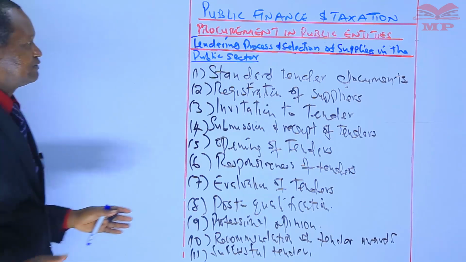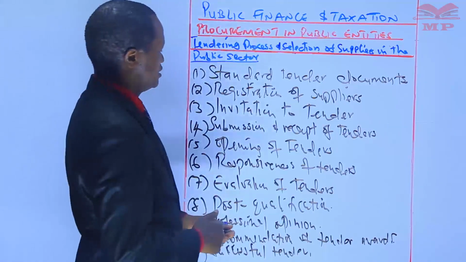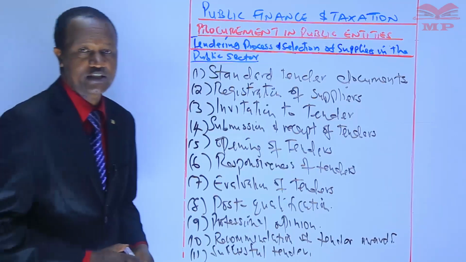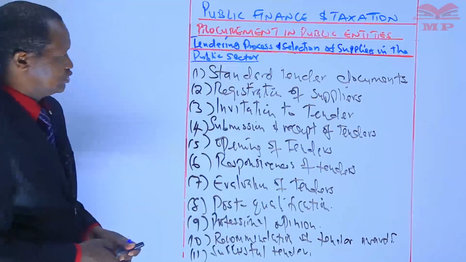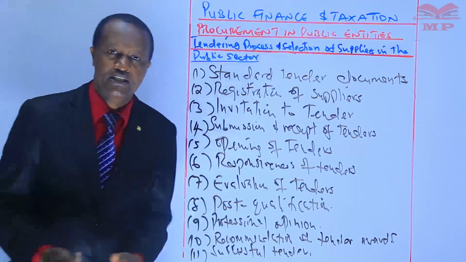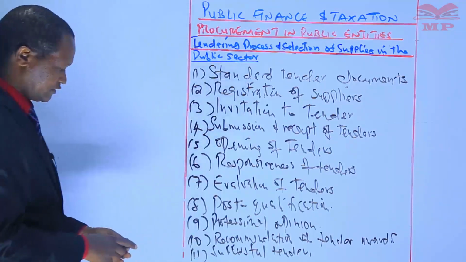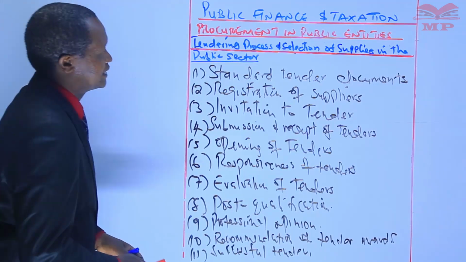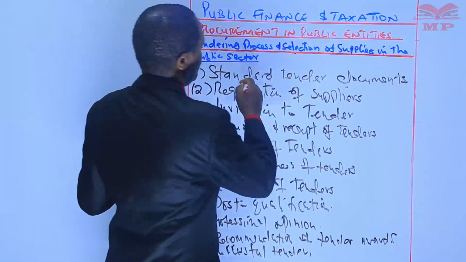So these are 11 processes that we're going to analyze in today's lesson, such that by the end of this lesson, you should be able to explain the tendering process. So let's first of all begin by looking at the standard tender documents.